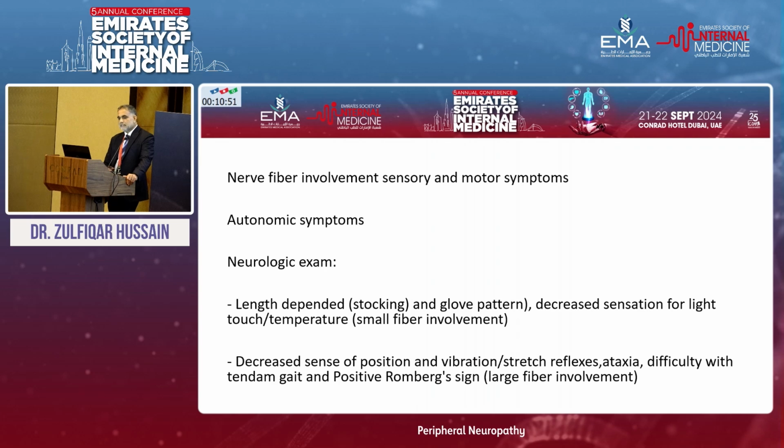With reference to nerve fiber involvement, either sensory or motor, those fibers are basically responsible for positive and negative sensory and motor symptoms. Initial presentation is length-dependent paresthesias that involve light touch and temperature, which is small fiber involvement first, mostly A-delta fibers and C fibers. Decreased sense of position and vibration, decreased stretch reflexes, and difficulty with tandem gait are the signs of large fiber involvement.